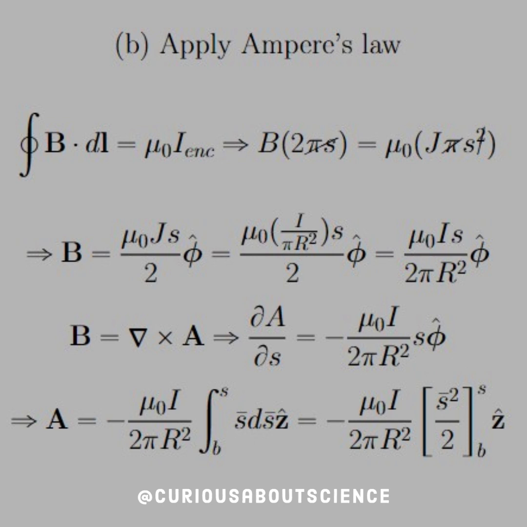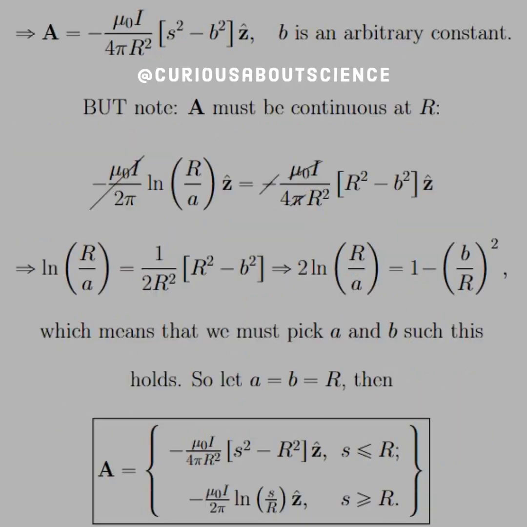Now B being the curl of A, we know that the partial with respect to s of A is equal to the negative mu naught I over 2 pi R squared times s in the phi hat direction. Again, we'll solve this through by integration, and we see that we get a simple power rule. So, again, here b is an arbitrary constant.